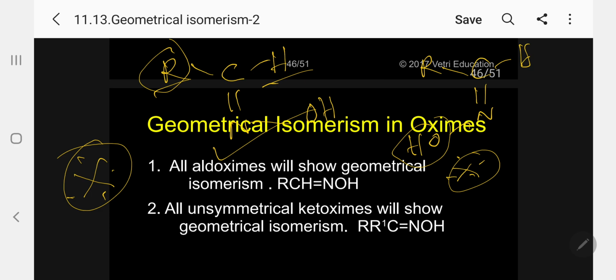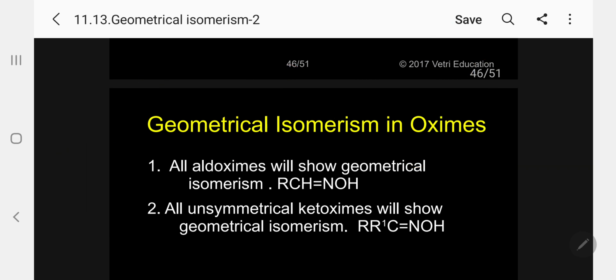This we call geometrical isomerism, the case of oxime. But suppose it is a ketone, where here it is also R and here it is also R, the same. In that case, this geometrical isomerism is not possible. But if R and R dash are different, then it is possible. That's why I am giving this now, kindly follow.